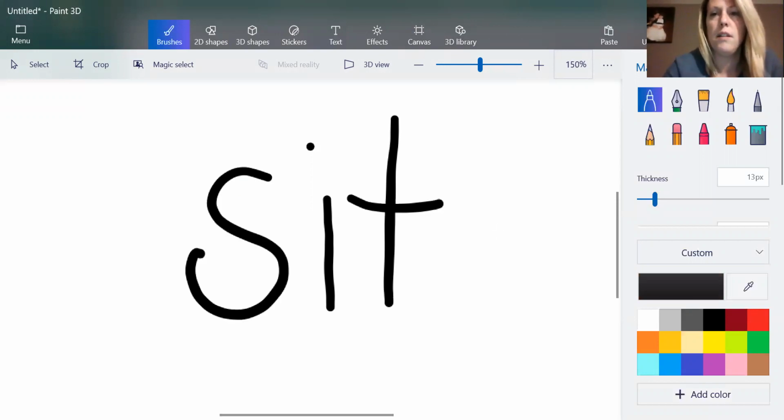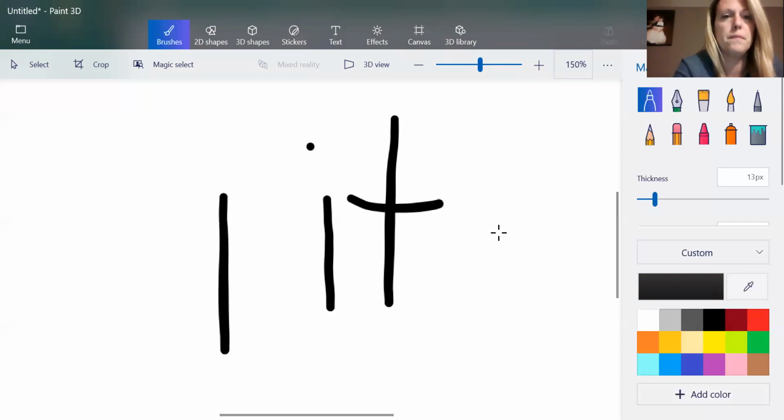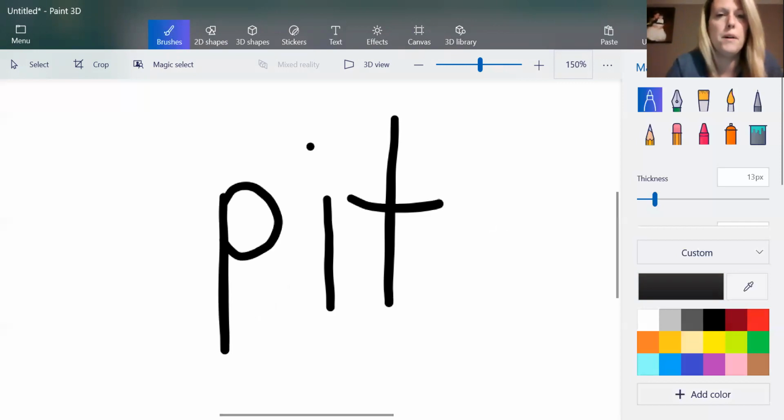Now I'm going to change my s to p, p, p. I'm going to change my s to p. What is the new word? Pit, okay? I'm going to change the t this time, the t.